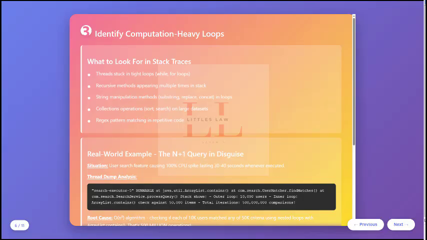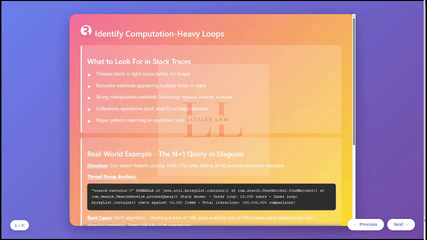Let me share one of my favorite examples because it perfectly illustrates how bad algorithms create CPU problems and how important design is. We had a user search feature that caused 100% CPU spikes, which lasted for 30 to 40 seconds. Whenever someone used it, users were complaining, and the business was considering disabling the feature entirely because they didn't want to get bad will from the customers because of this particular transaction.